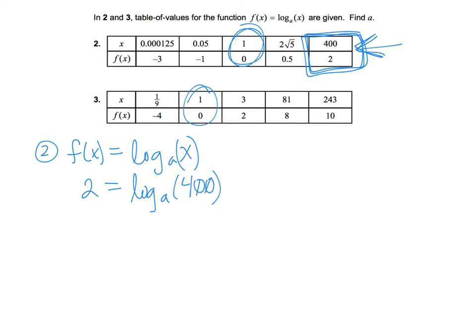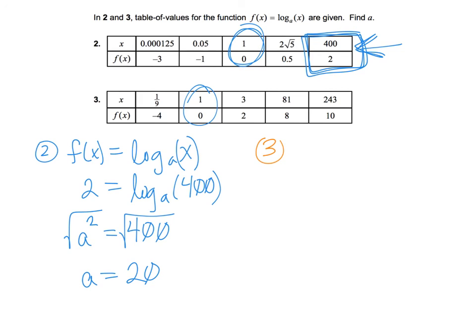Okay, I'm going to write this in exponential form. So this means a squared is equal to 400. How can I get rid of that square right there? By just taking the square root. So a is equal to, I believe the square root of 400 is 20 exactly. So that is both our exact and our approximate answer. Booyah! All right, let's look at number 3.